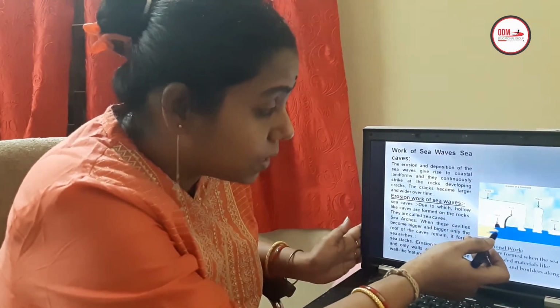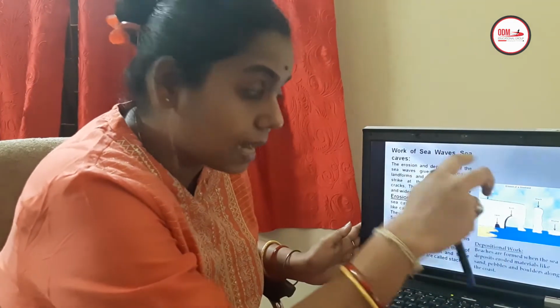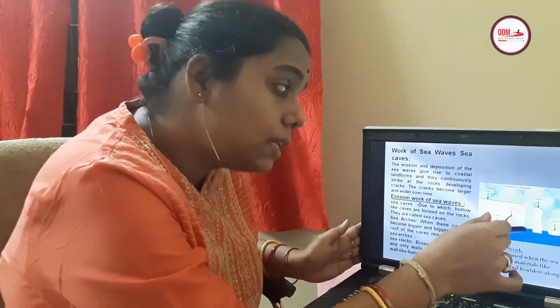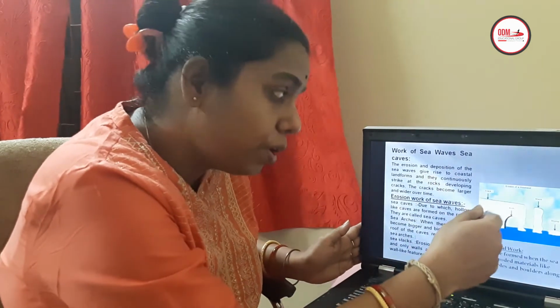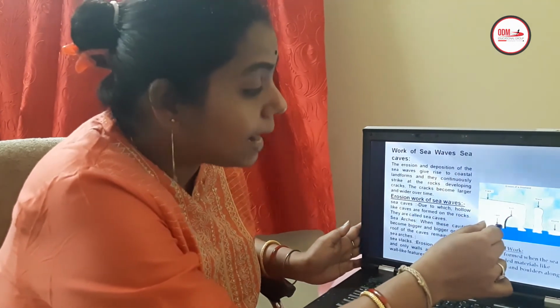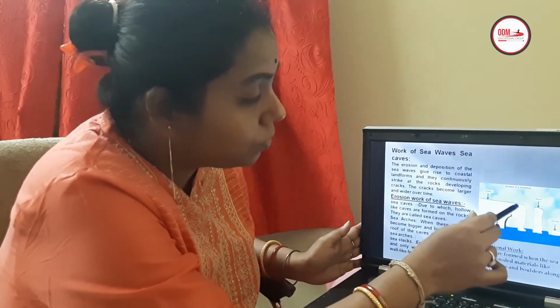I will make you understand how the sea waves cut the mountain of the rocks and first prepare a cave. You know the cave is dark, so they prepare the cave by hitting the rocks, and by hitting more, the erosion of the rocks happens, it breaks down and it prepares your sea arch. The landmass forms like a sea arch, an arch formed with a roof on it.